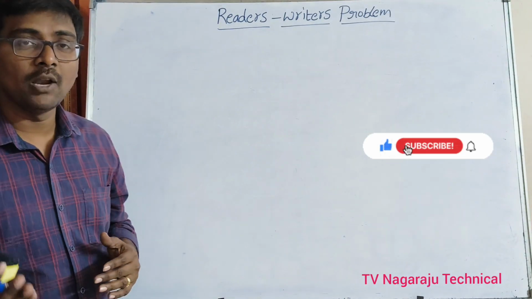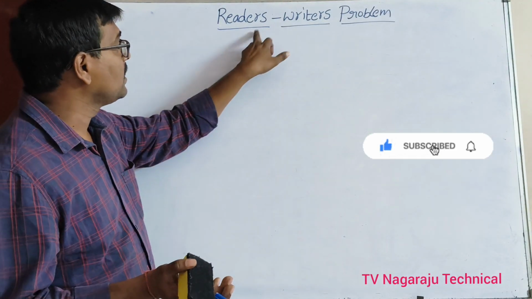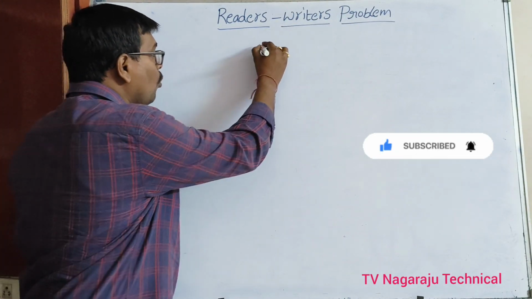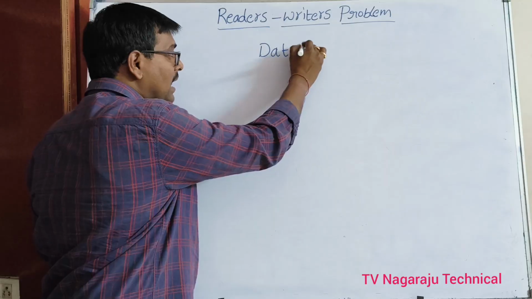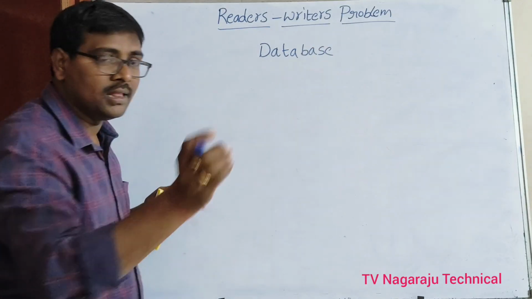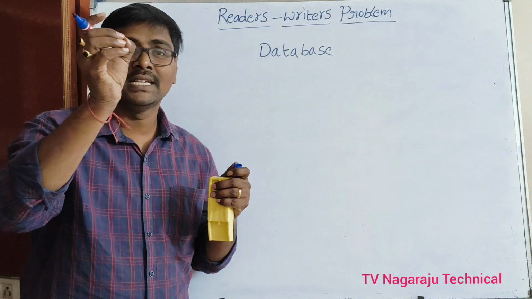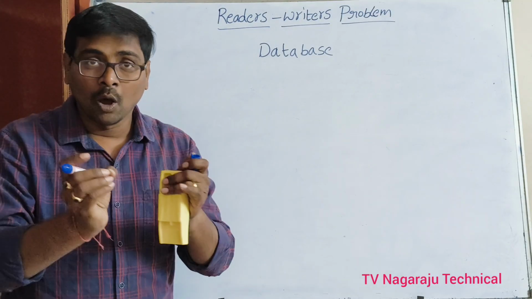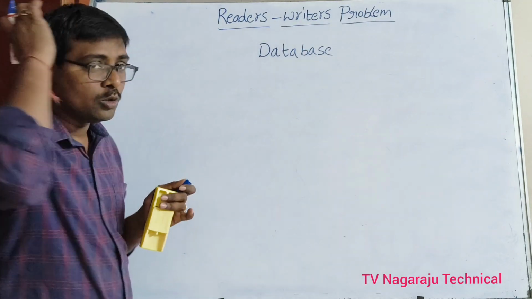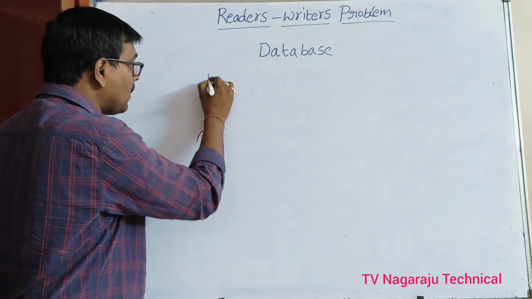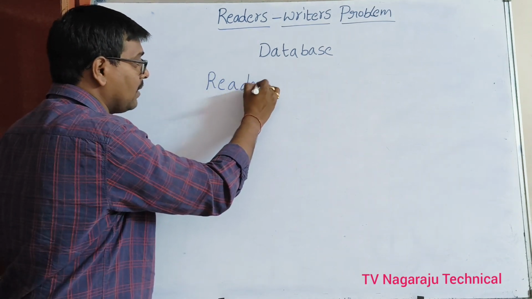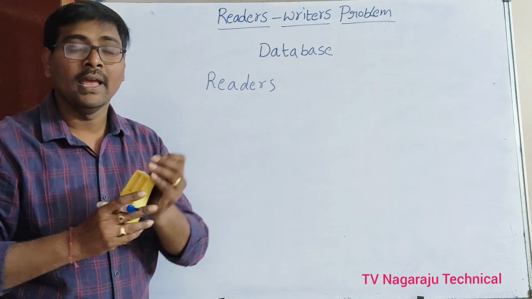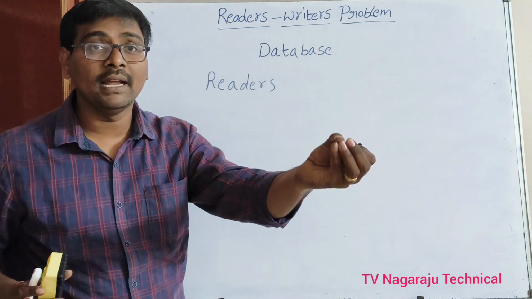Now in this session, we are moving to one more problem, that is the readers writers problem. Here we simply have a shared resource like a database or a file, anything. That shared resource is accessed by multiple concurrent processes. Within that shared resource, someone wants to read the data and someone wants to update the data.